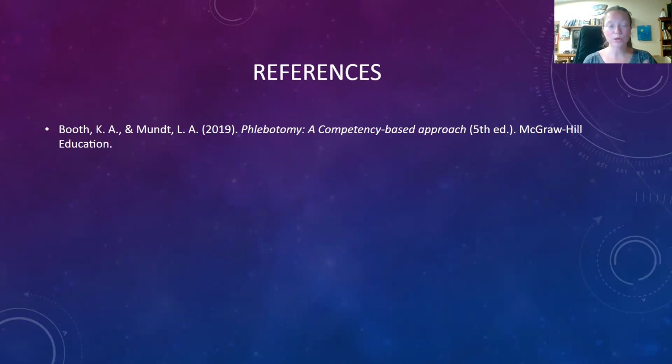So another main point to take away from this: we follow standard precautions with every single patient. We assume that every single blood or body fluid could potentially be contaminated. That's why standard precautions are in place. All right, and then transmission-based precautions as necessary.